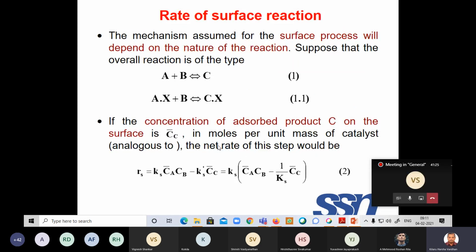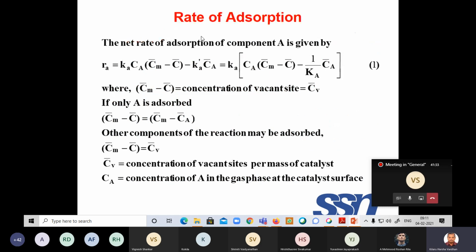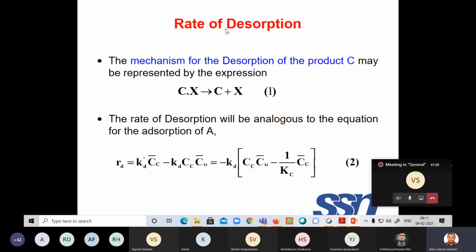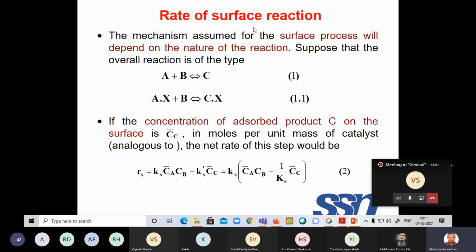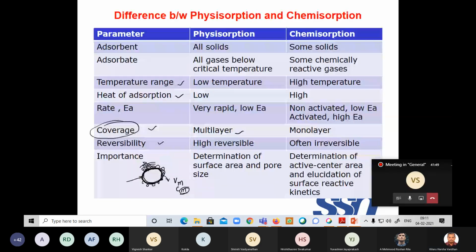So let us assume how to write this rate of a reaction. Because adsorption is there, we have to write the rate of adsorption, the rate of desorption, and the rate of surface reaction, right? Because there are three steps. You can see here.